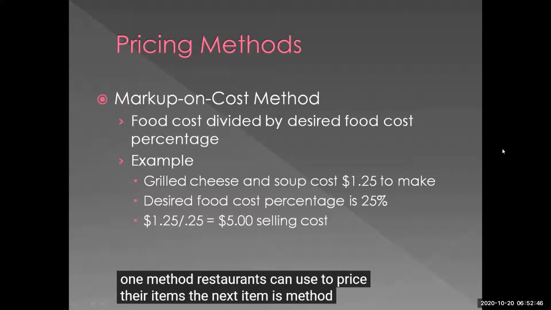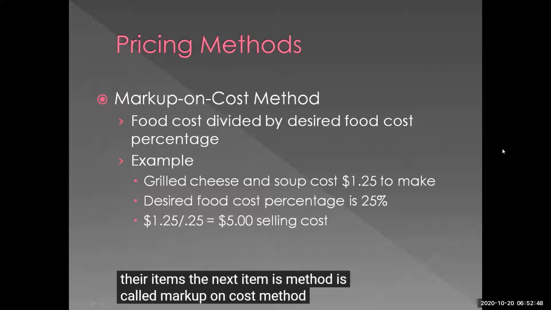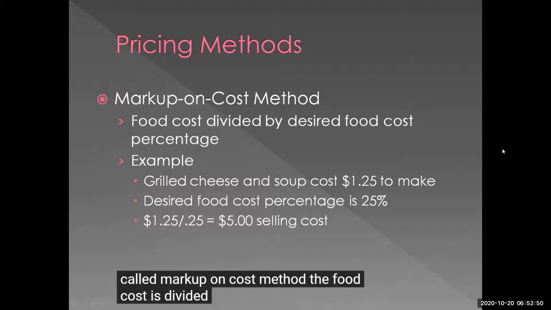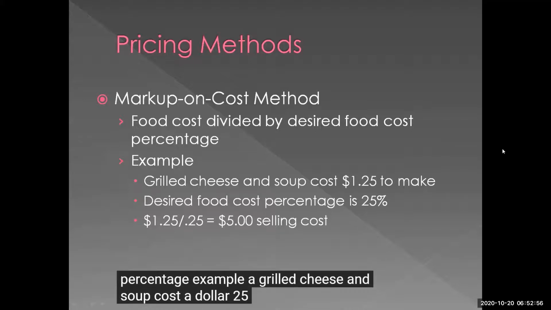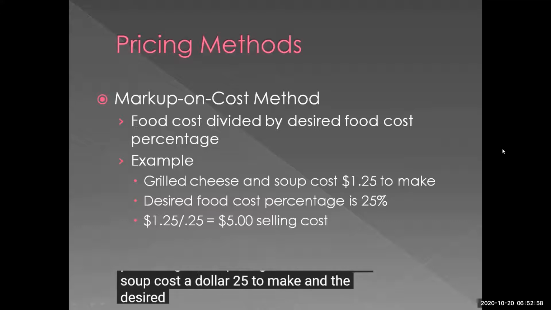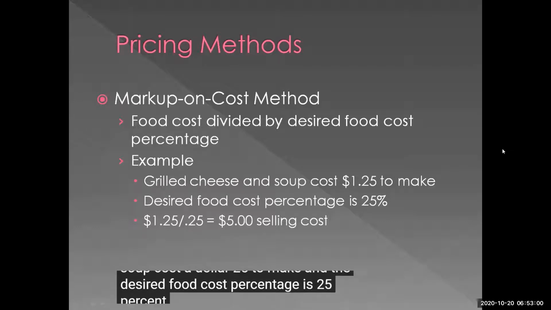The next method is called the markup on cost method. The food cost is divided by the desired food cost percentage. Example, a grilled cheese and soup cost $1.25 to make, and the desired food cost percentage is 25%.